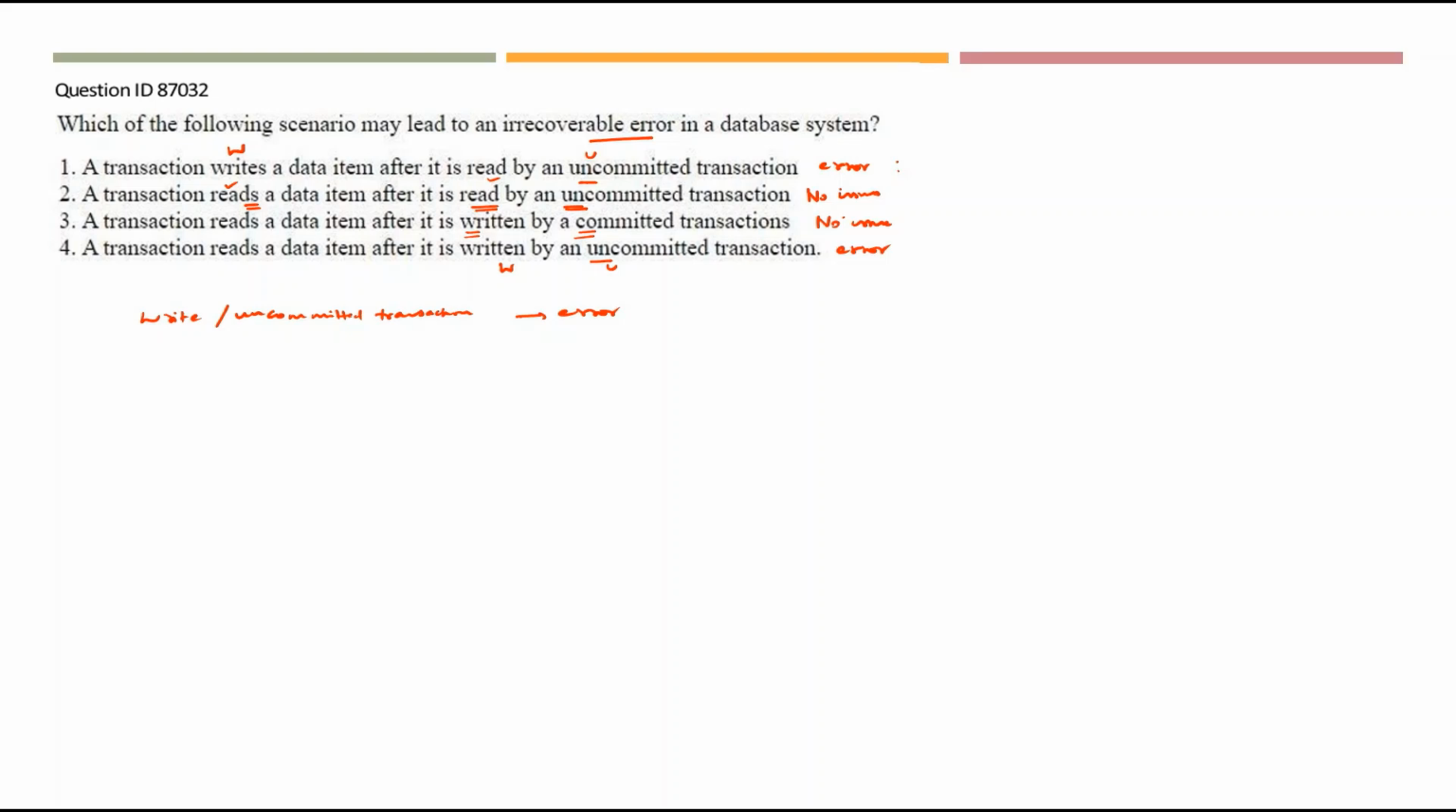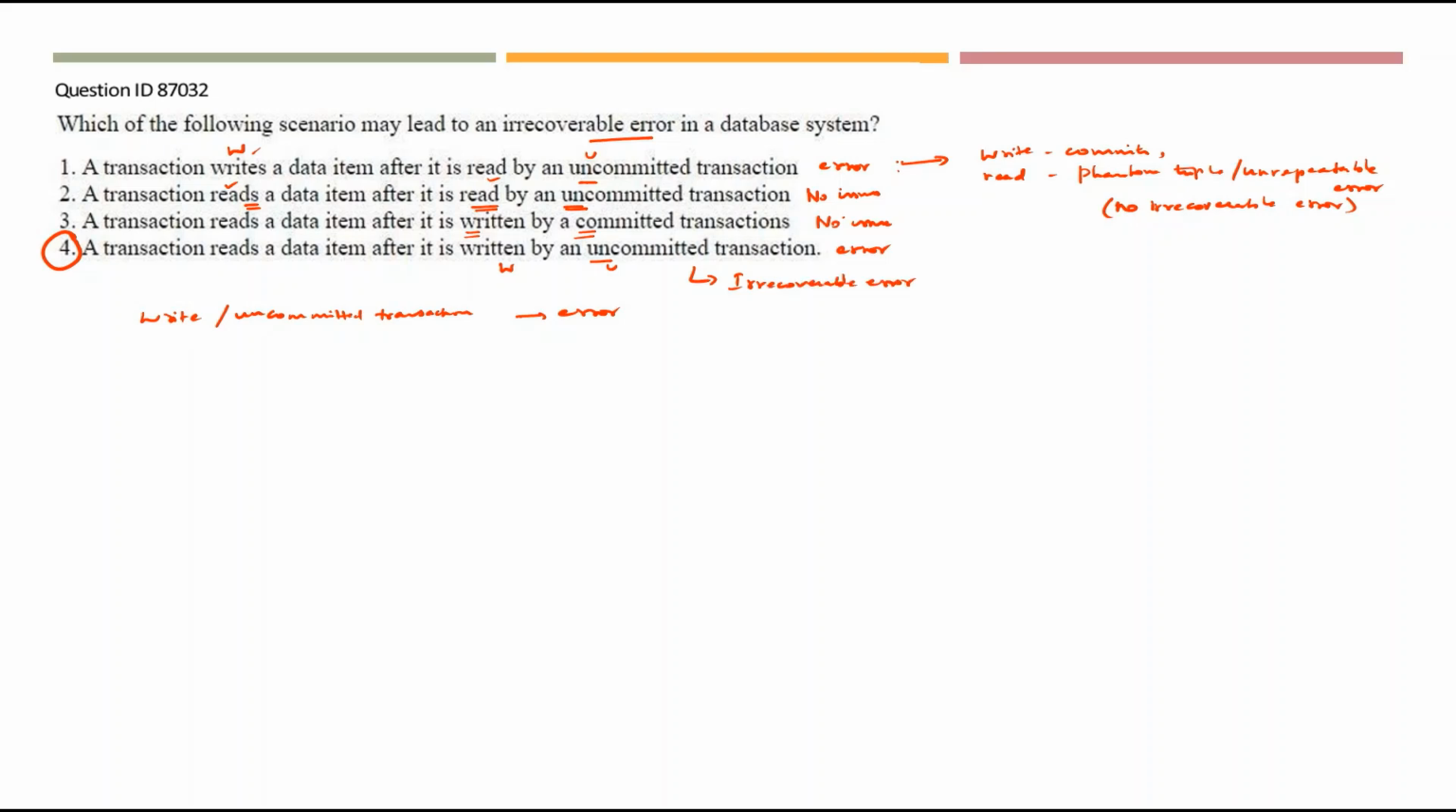So let's take the first case. If the transaction write commits, then read might get phantom tuple or unrepeatable read error. Here there is no irrecoverable error. So obviously we know option 4 will be the right answer. This fourth statement will be giving the irrecoverable error.